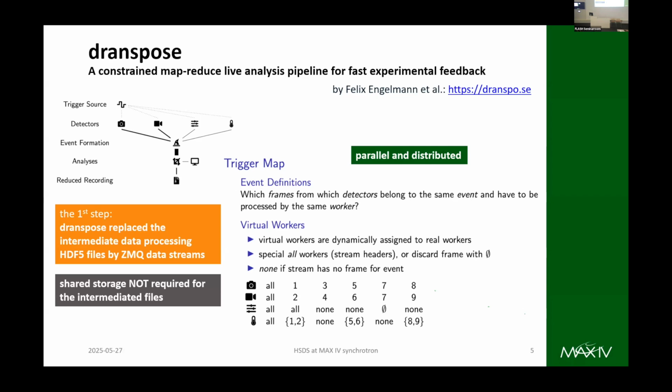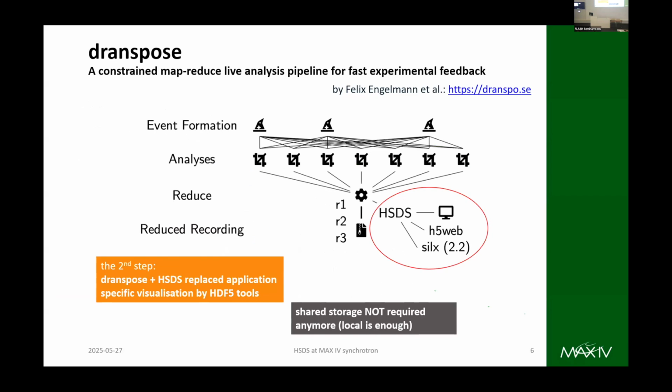This Dranspos allowed us to replace the intermediate HDF5 files by data streams, which are in our case mainly ZeroMQ streams, and we don't need the shared network storage for that anymore. The next step was when they were looking at this: usually we again produce the HDF5 files in the reduction step at the end. Or we connect some dedicated visualization to it.